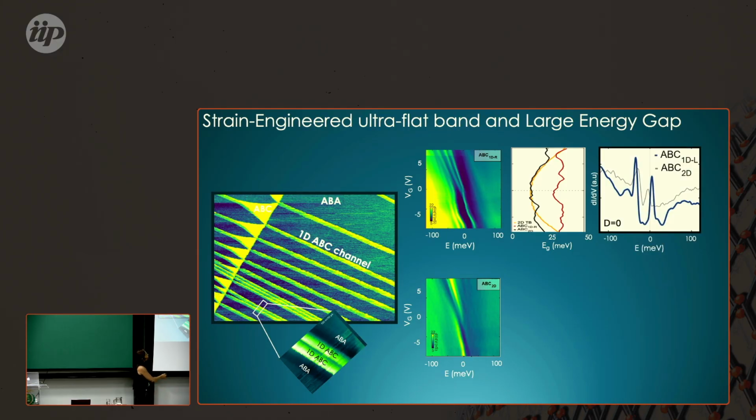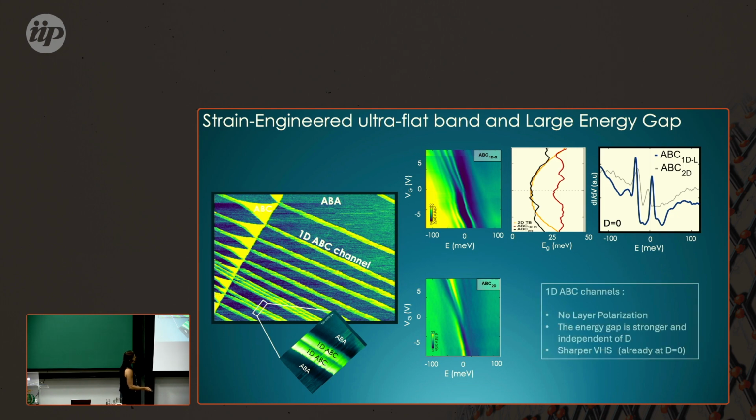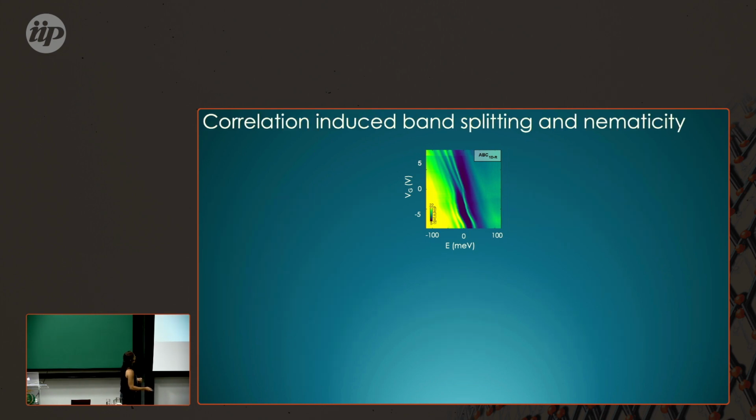Also, we see that the Van Hove singularity already at zero displacement field becomes much sharper. So the effect of the tensile strain really opens a gap, makes very flat bands, and also kills this layer polarization.